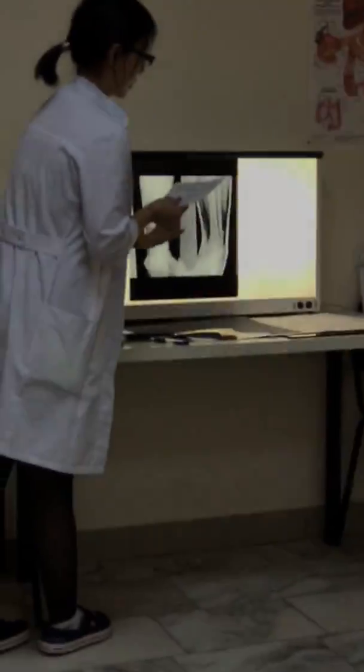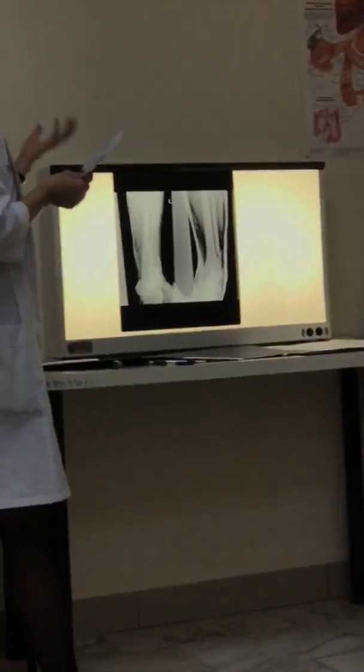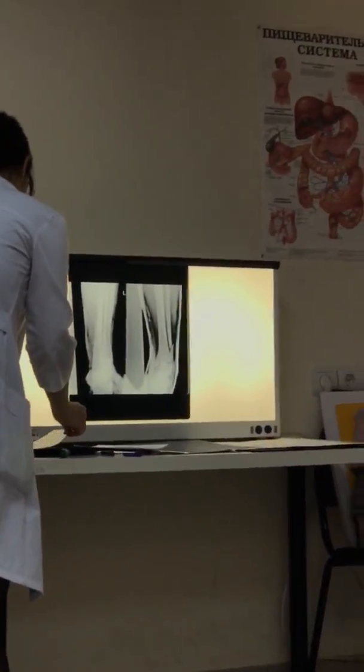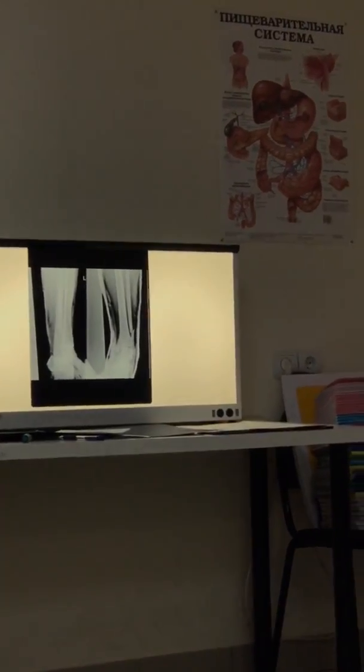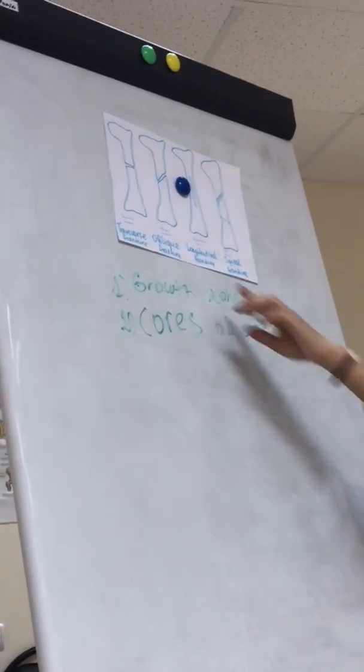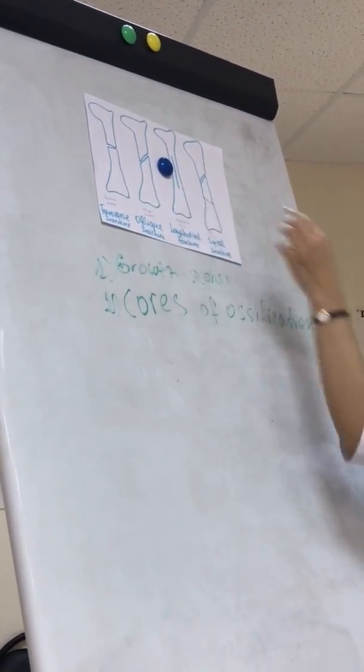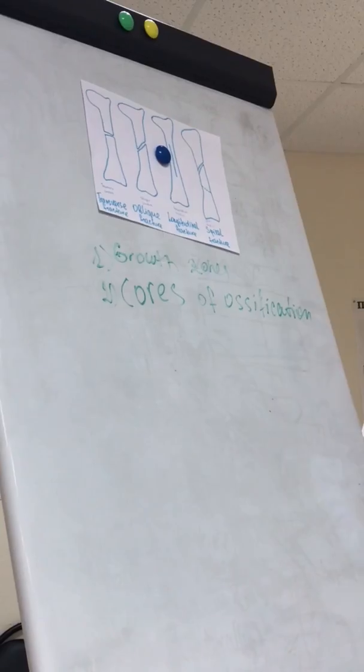X-ray film of left ankle and leg bones in oblique and frontal positions. Then we should write about type of fracture. We have 4 types of fractures. This is transverse, this is oblique, this is longitudinal, and this is spiral fracture.